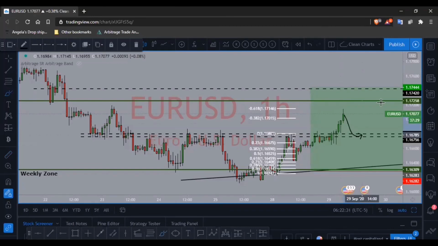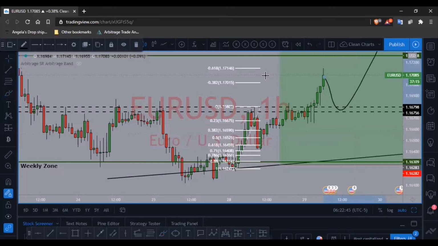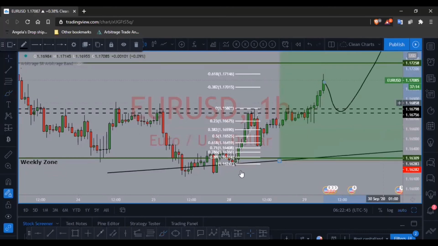Although I have my doubts that it'll come that low. If it comes and retests this, then I'll probably add another entry to climb up over here, right? If it comes back down to like 1.16800, then I'll go ahead and get into another buy entry. But as of right now, I don't really see it.